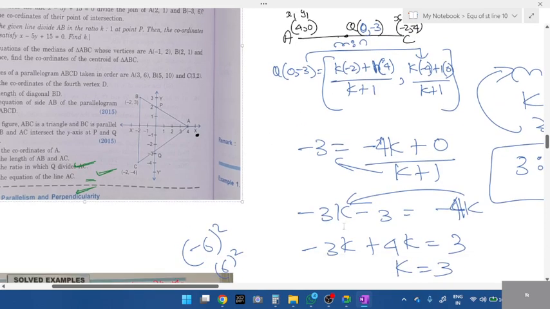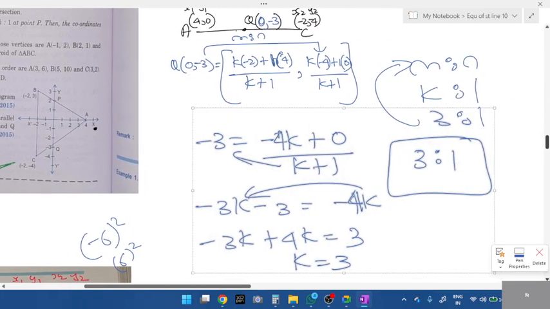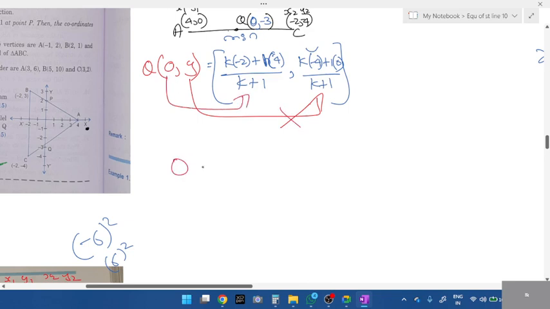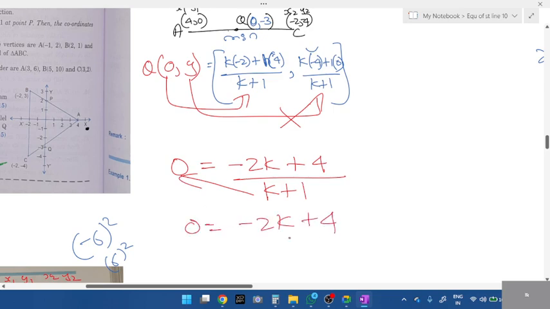Whenever the exact value is not known, you take this as 0 comma y. Y axis, just keep it as y. Q is 0 comma y. Now, for the y variable, use this one. Now tell me, Ivania, 0 is equals to minus 2k plus 4 divided by k plus 1. It goes to the other side, even this becomes 0. Minus 2k plus 4. What happens to minus 2k if it goes to the other side? Plus 2k is equals to 4, k is equals to 2.